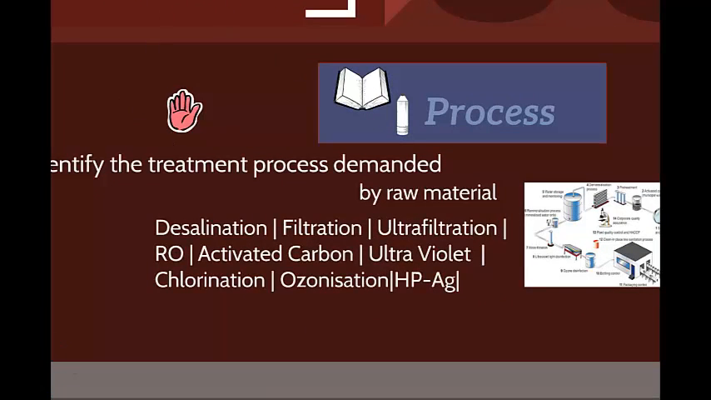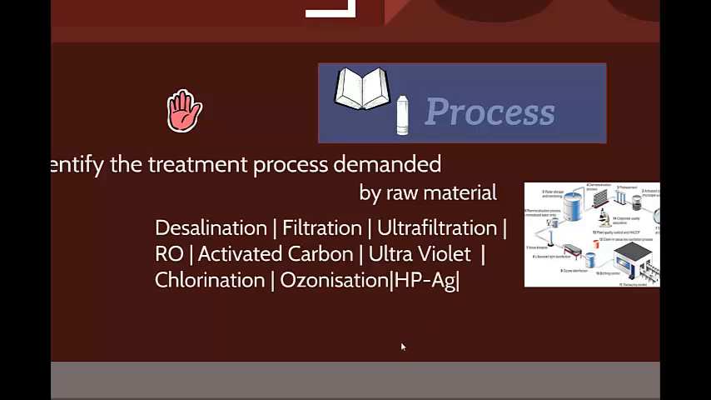Based on the water quality, we go for the process. We decide what type of process is required for treatment. It may be desalination or filtration, what types of filtration are required, or pre-filtration, then ultrafiltration so that even very fine particles are removed, then reverse osmosis, activated carbon process, whether ultraviolet radiation is required or not, chlorination or ozonization for high level treatment, and then hydrogen peroxide and silver oxide treatment.